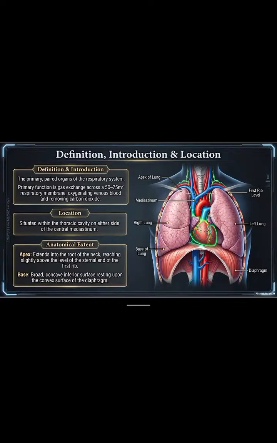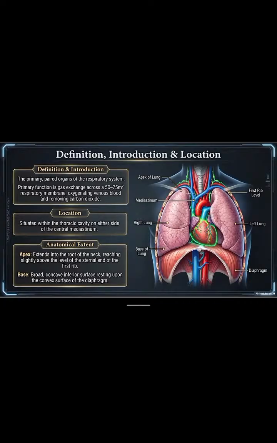The lung is situated within the thoracic cavity on either side of the central mediastinum. Now, some people will start asking, what is the mediastinum? The mediastinum is just a space which is bounded anteriorly by the sternum, laterally by the lungs, and posteriorly by the thoracic vertebrae. The mediastinum contains the heart. So it's a space that contains the heart and is bounded laterally by the lungs. So this is where the lungs are located, within the thoracic cavity on either side of the central mediastinum.